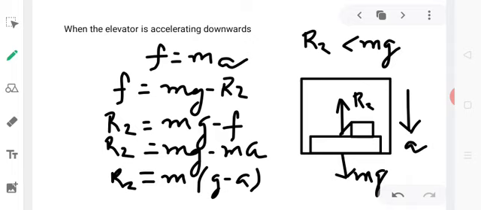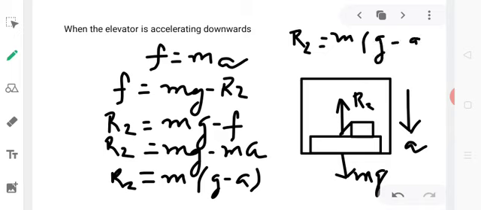Now, what should happen if acceleration becomes equal to that of gravity? That is the situation of free fall. In that case, R2 will become equal to how much? Using the same equation, we can write R2 equal to m times (g minus a), and now the acceleration is equal to g, so that will be equal to 0. That is, apparent weight of the body becomes 0 or the body becomes weightless. Now, weightlessness is felt only because the force of reaction between the person and the plane with which he is in contact vanishes.